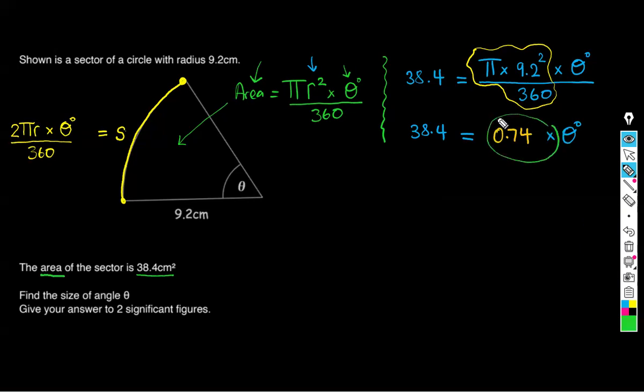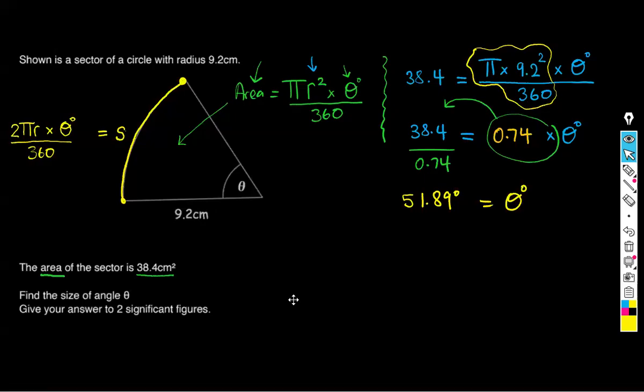This here is a multiply. When you throw across a multiply, you're going to get a divide. So that means theta is how much? 8.4 divided by 0.74. I'm getting roughly 52. Well, 51.89 degrees. I know some people are just going to put 52, but that is what I am getting.